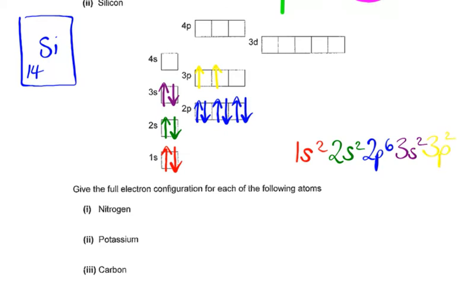In a previous life, we'd have probably said that the electron arrangement for silicon would be 2, 8, 4. Hopefully we can see there's the 2, there's the 8, and there's the 4.